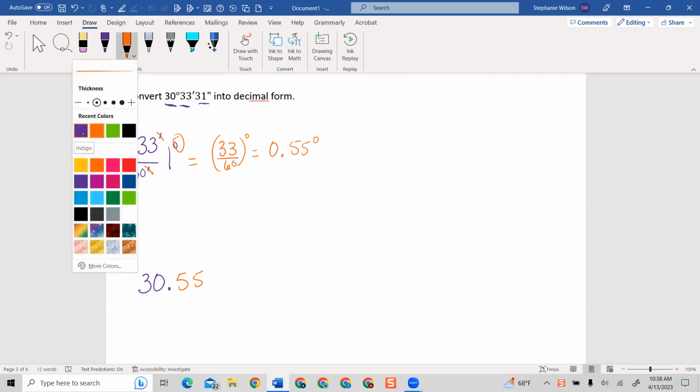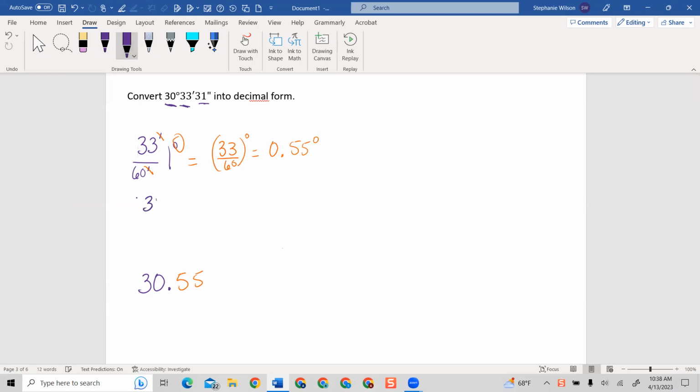Now let's find our seconds. So we have 31 seconds. Now we can convert this to minutes and then go to degrees if you want. That would be easier. There's another way to do it. There's other options. So just be careful on which options you choose. Just pick the one that's best for you. I do know that if I wanted to do my seconds to degrees, I'm just going to write it like this, to degrees.